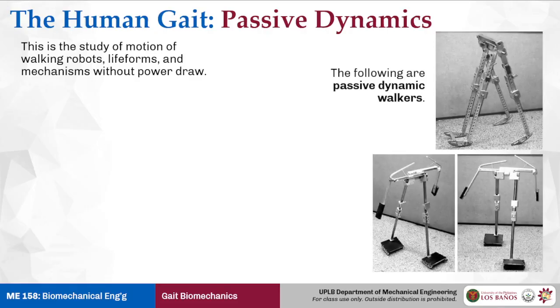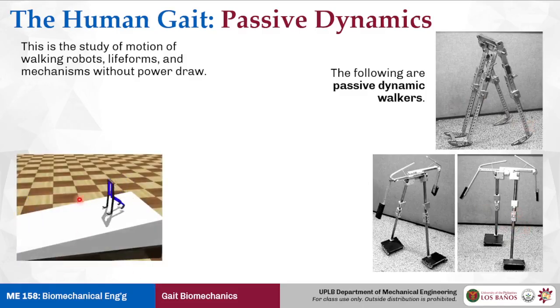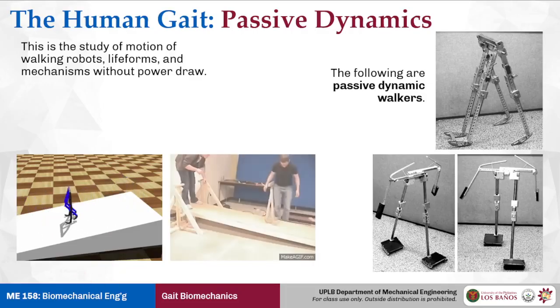Here are some examples of what we call passive dynamic walkers. Some of them have knees, some of them don't. The neat thing here is that, under their own weight, as long as they are walking on an incline, they are capable of mimicking human walking motion.